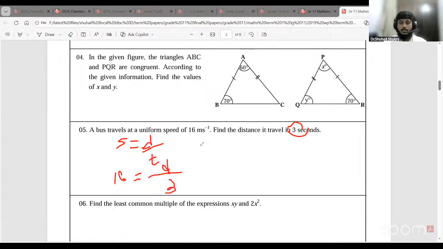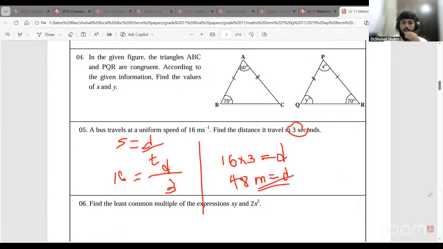So what you have to do is send the division by 3 to this side. Just keep the d here, no problem. Already 16 is here. Division by 3 goes to the other side and becomes multiplication by 3. Then d equals 16 times 3, which is how much? 48 meters. Well done. Excellent.